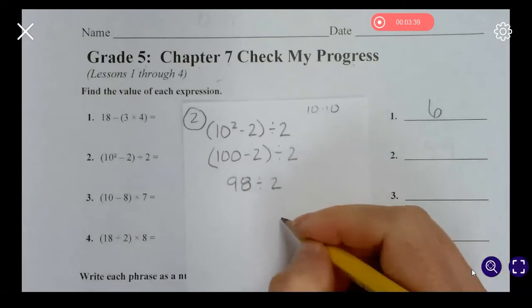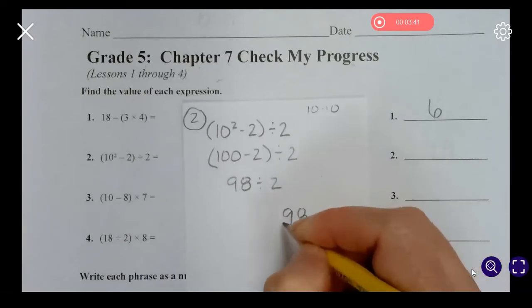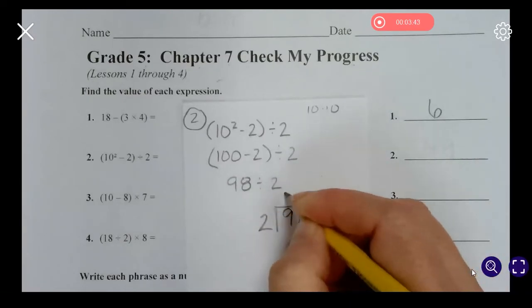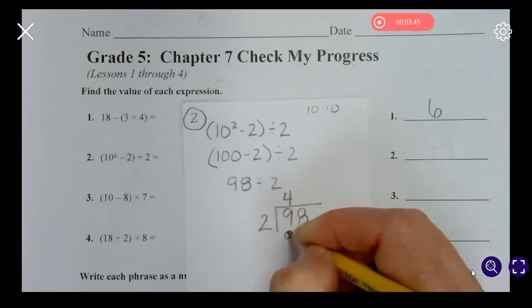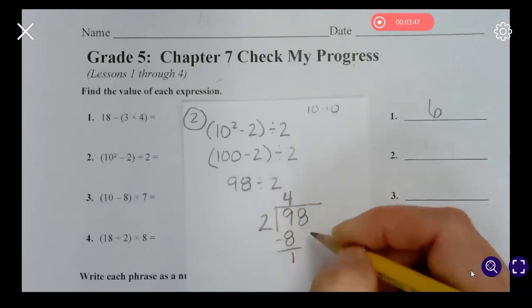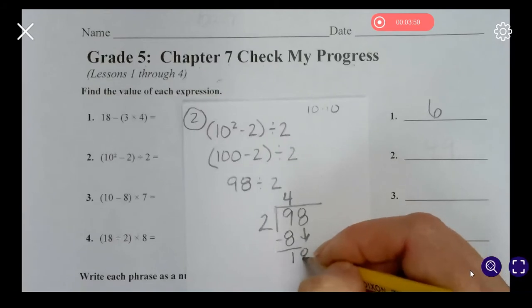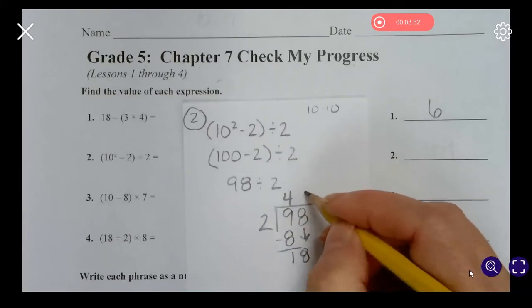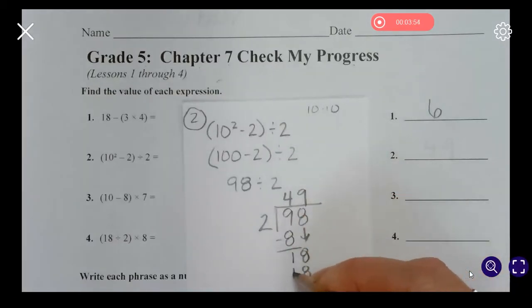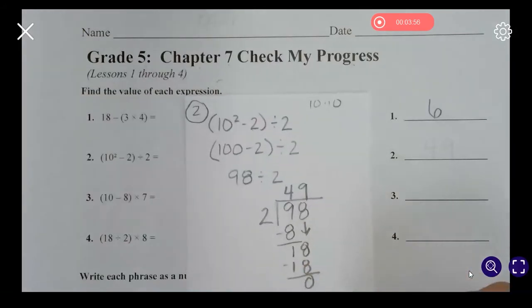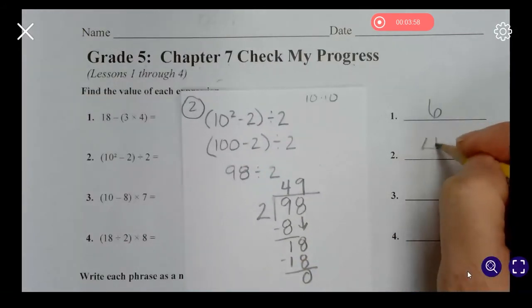So this equals 98 divided by 2. 4 times 2 is 8. That equals 1. Bring down the 8. 2 goes into 18 9 times, which equals 18. And that's 0. So our answer is 49.